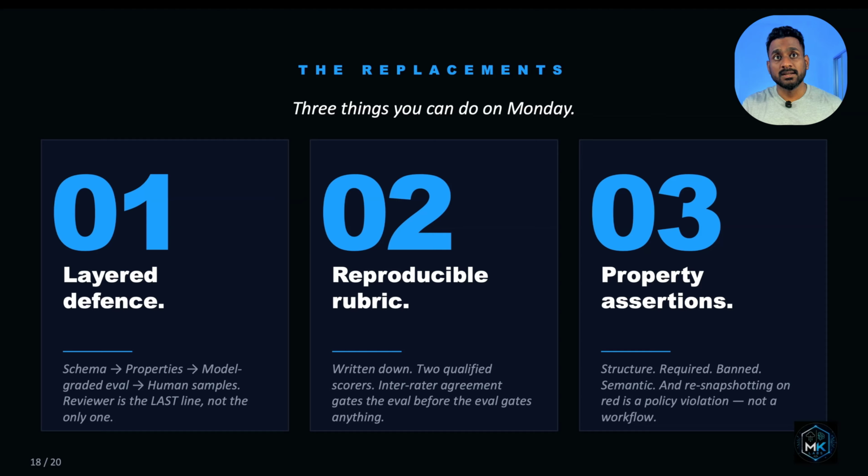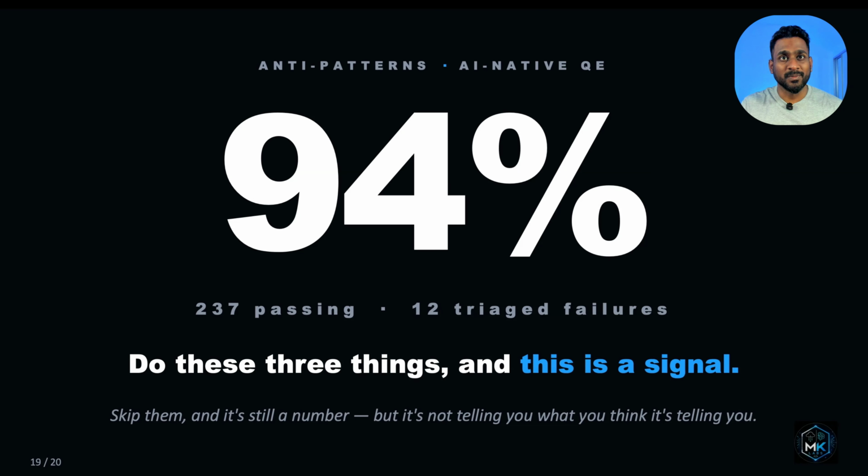If you implement these, your dashboard starts to mean something again, because the gates measure durable properties instead of human attention, personal taste, or yesterday's wording, or depends on the mood. This is how you stop being surprised by "how did that ship" moments. Now we can return to the opening number. With the layered defense, reproducible rubrics and property-based assertions, 95% starts to become a signal because it's grounded in checks that scale, repeat, and actually assert what matters.